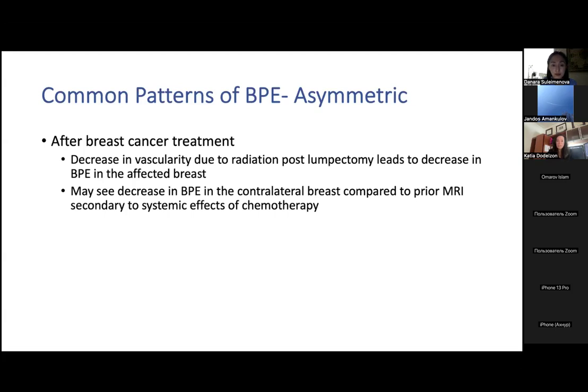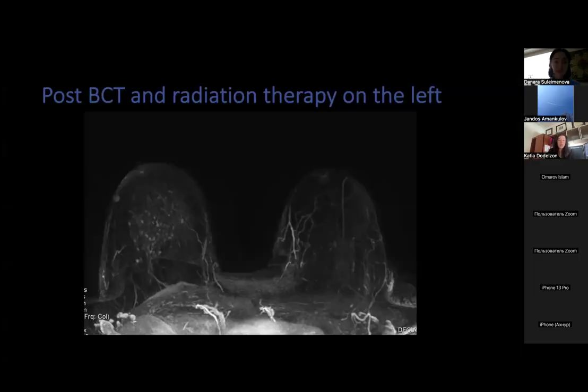So in particular, after breast cancer treatment, there's radiation that is usually done post-lumpectomy for invasive ductal carcinoma. Because there's decrease in vascularity, in particular in small capillaries, that leads to decrease in background parenchymal enhancement in the affected breast. Sometimes you can see a decrease in BPE in the contralateral breast if she's also on anti-estrogenic medication. But in general, you can appreciate this asymmetric background parenchymal enhancement after radiation.